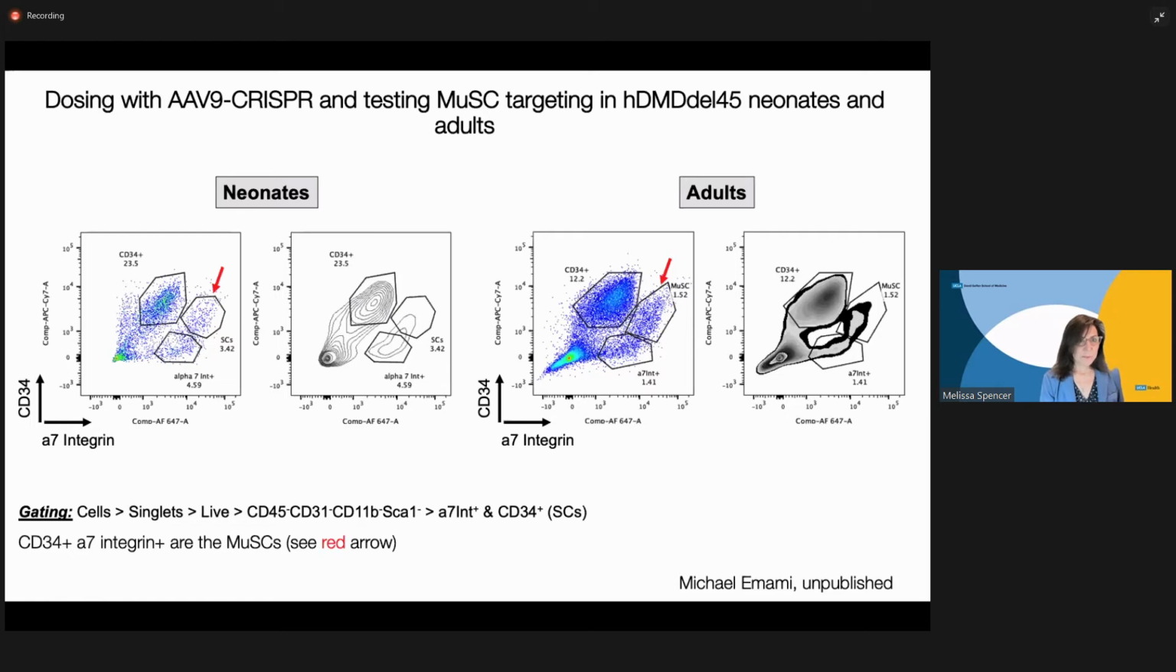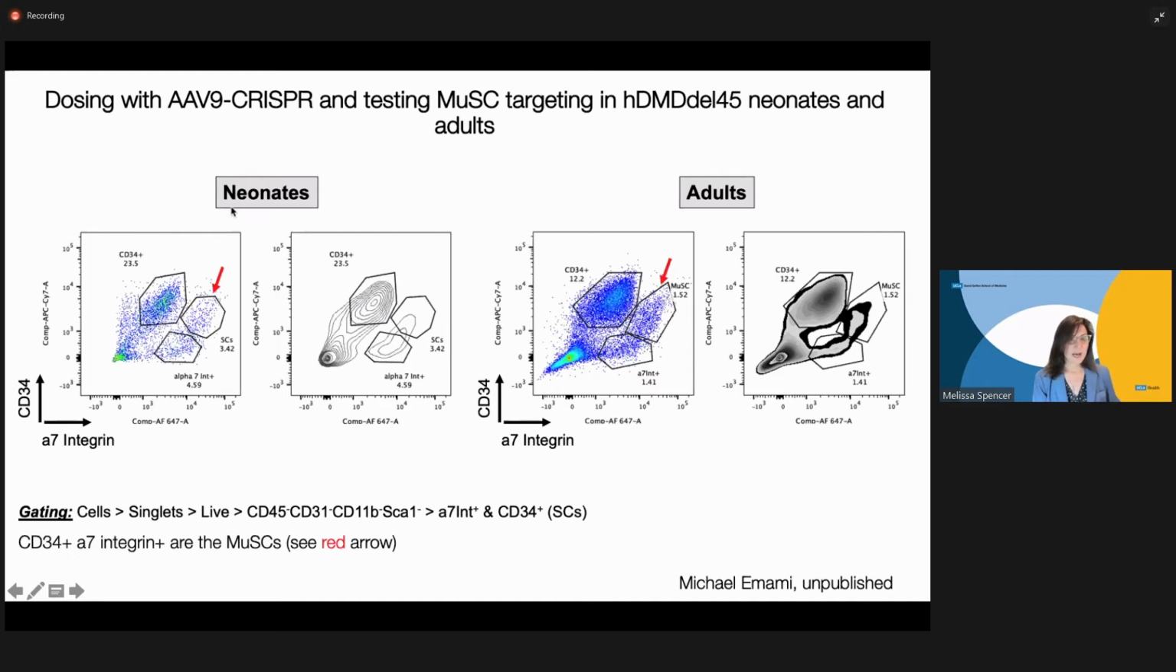And so where Michael started is there are some reports in the literature that AAV9, this is one of the serotypes of AAV, efficiently targets muscle stem cells. So he decided to check for himself. And he looked at neonates and he looked at adults. He isolated the muscle stem cells and he sorted. So quiescent muscle stem cells are CD34 positive, alpha-7 integrin positive. So that's his population here. But he also looked at these other populations like the alpha-7 integrin positive, which are probably myoblasts.